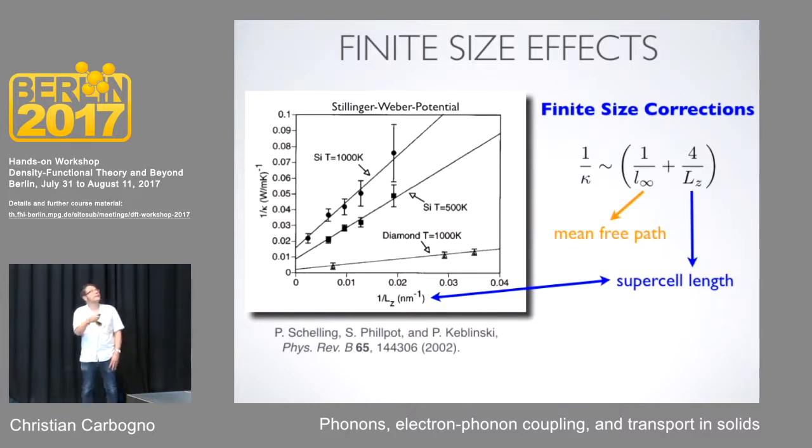And what you see is that this resistance has actually two contributions. One that is intrinsic to the bulk material, and the other one that comes from the scattering at the boundaries of your supercell where you have your thermostat. So what you need to do is run calculations for larger and larger supercells, and then you could, in principle, extrapolate down to the bulk limit.